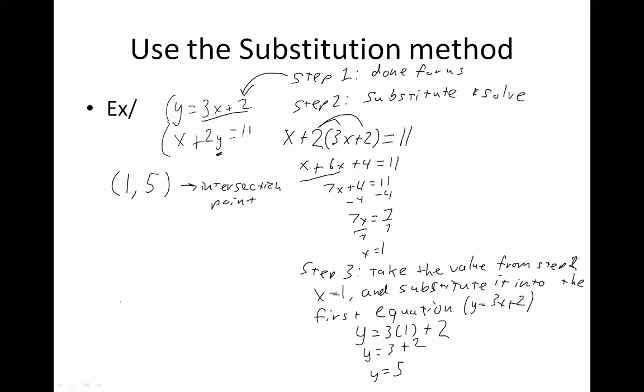Now we can check this just like we checked it in the last one. If we take this point and plug it into both of our equations, 5 equals 3 times 1 plus 2, that's 5 equals 5, so that's good. And then we can also go 1 plus 2 times 5 equals 11, that's 11 equals 11, so that's good. So it checks out, right? The point (1, 5) checks out.